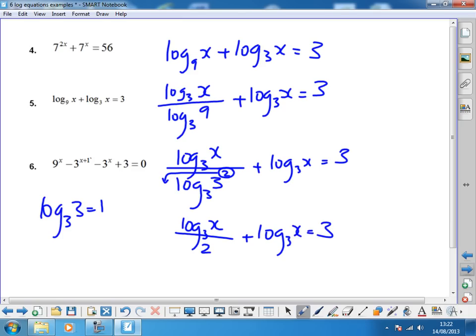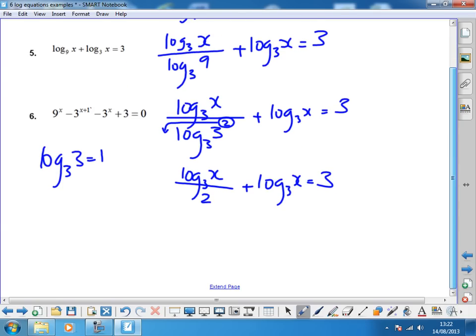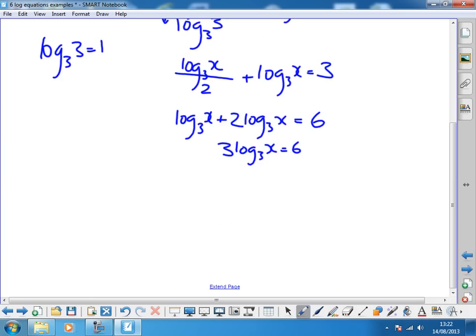Okay, I'll probably at this stage double everything, because I don't really like that fraction there. So 2 of them, 2 of them. This is easy. I've got log to base 3 of x and 2 log to base 3 of x. So I've got 3 log to base 3 of x's altogether is 6. So log to base 3 of x is 2. Opposite of log to base 3 is 3 to the power of, so x is 9. I liked that one.